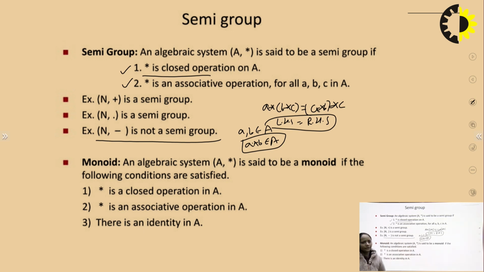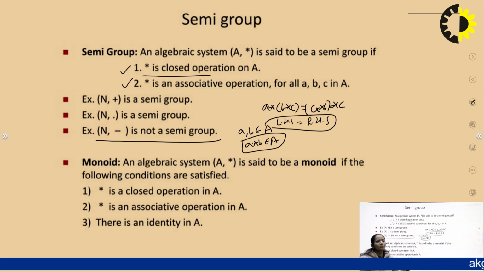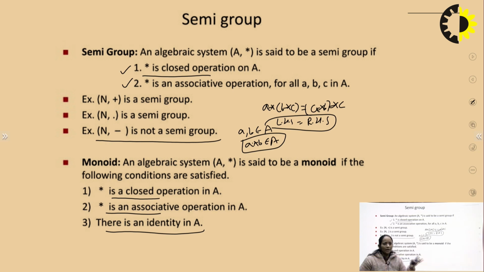Another, what is monoid? For the monoid, there are some properties that should exist. An algebraic structure (A, star) is said to be a monoid if the following conditions are satisfied: closure property, associative property and identity. So if two properties exist, closure property and associativity, then it is called a semigroup. If closure, associative and identity exist, then it is called a monoid. It is also known as a semigroup with identity.